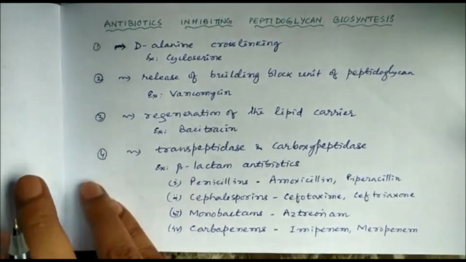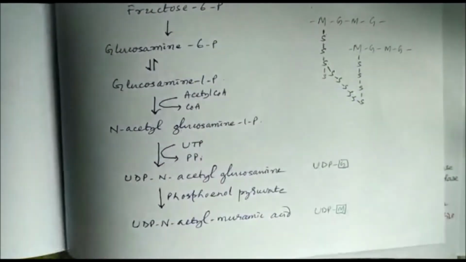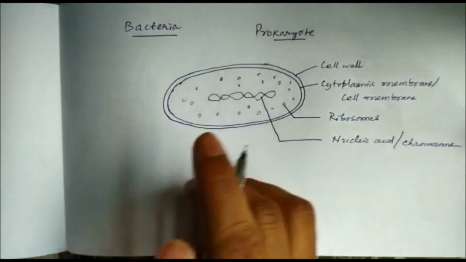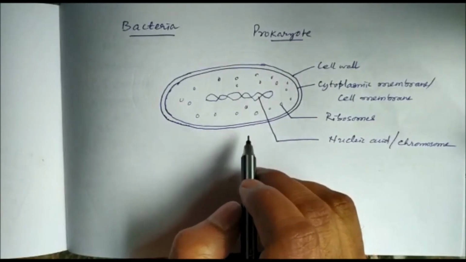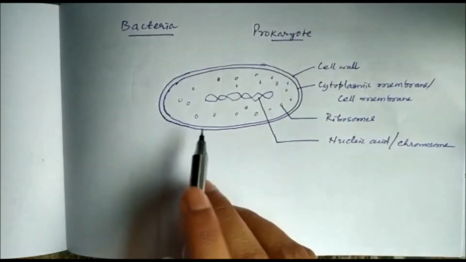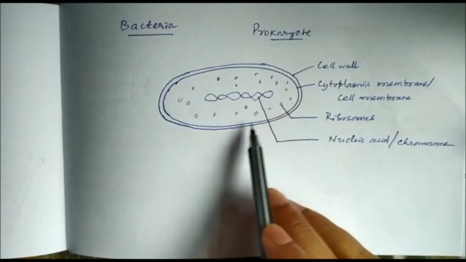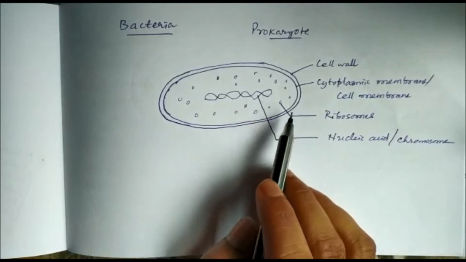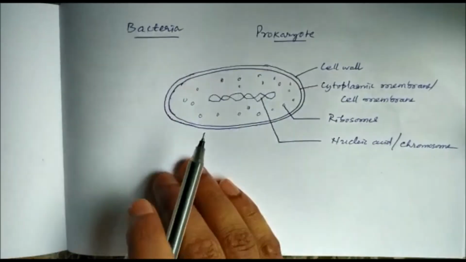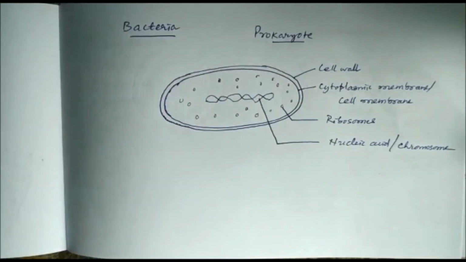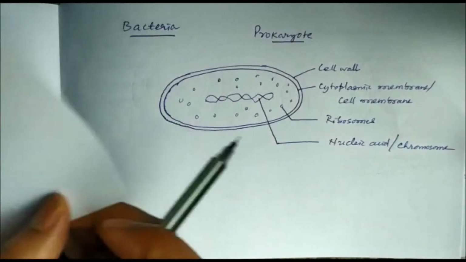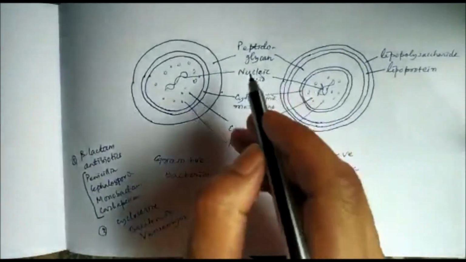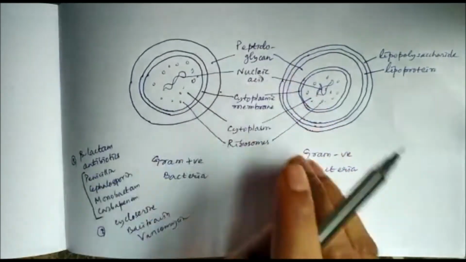Let us have a relook. We know bacteria is a prokaryote, a unicellular microorganism, consisting of a cell wall and cell membrane. Then inside the cytoplasm you have the nucleic acid and ribosomes. So these four can be the targets for antibiotics. Bacteria can be gram positive and gram negative, and in both gram positive and gram negative bacteria, the essential cell wall component is peptidoglycan.